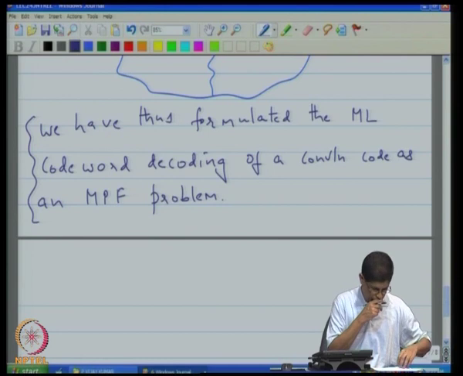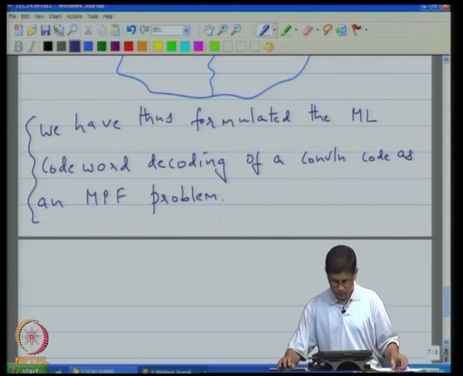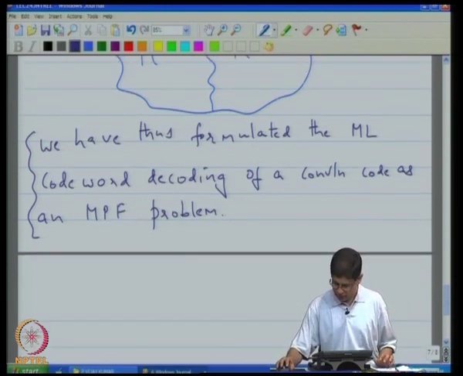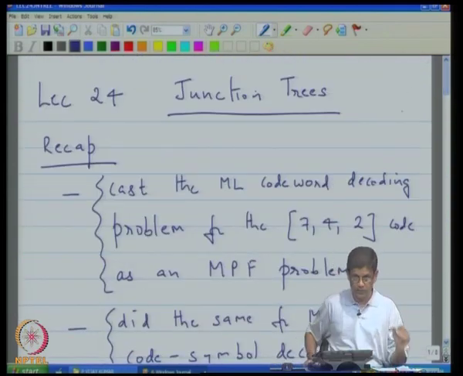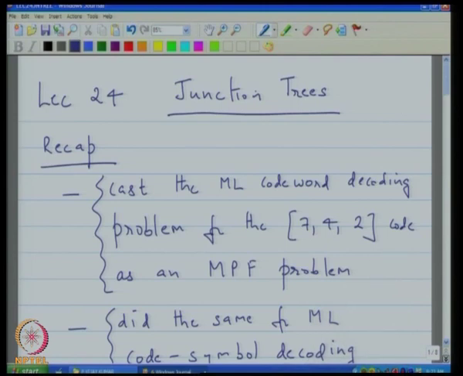So, now we will introduce a new subtopic, namely the notion of a junction tree. We have outlined a class of problem called the MPF problem. We have shown how the decoding of some example code can be formulated as an MPF problem, and now we want to actually go ahead and solve the problem. We will be using the distributive law to give us an algorithm which is of reduced complexity.